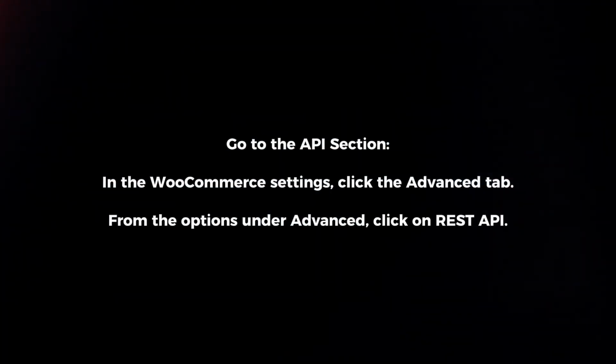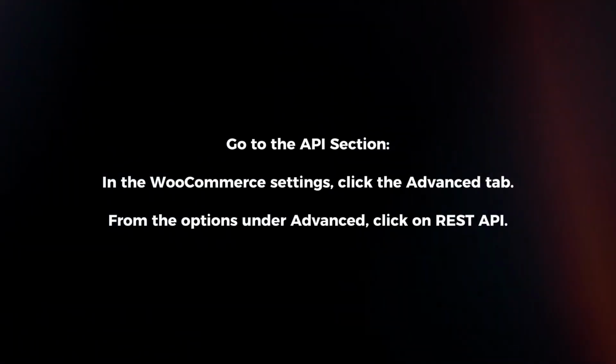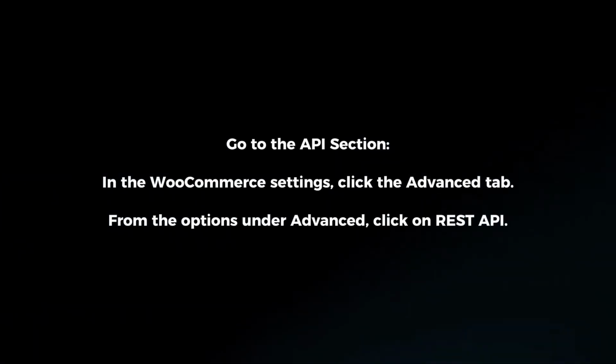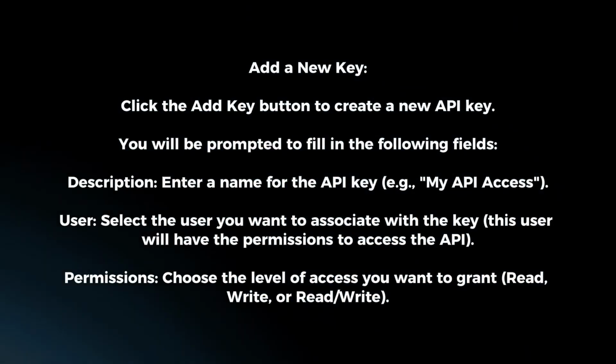Go to the API section. In the WooCommerce settings, click the Advanced tab. From the options under Advanced, click on REST API. Add a new key. Click the Add Key button to create a new API key.